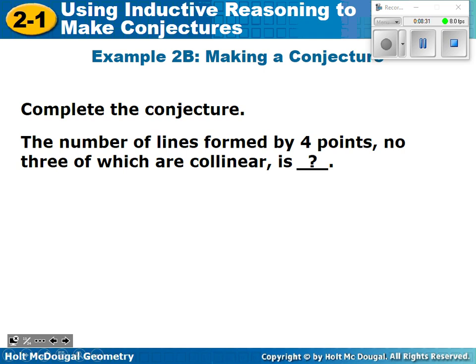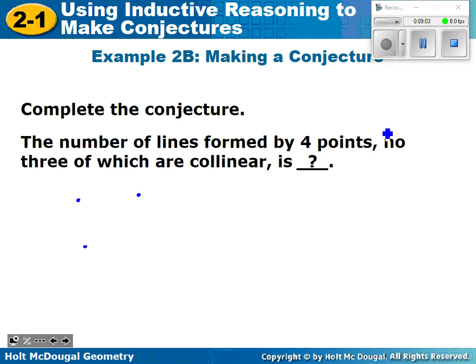Let's look at the next one. This one might require you to draw a picture. The number of lines that are formed by 4 points, no 3 of which are collinear. Okay, so first of all, it takes you back to last chapter. What does collinear mean? On the same line. So no 3 can be on the same line. But you have 4 points. 3 of them can't be on the same line. So that means you could have one here, you could have one here, but you can't have one here. So you got to move it somewhere else.